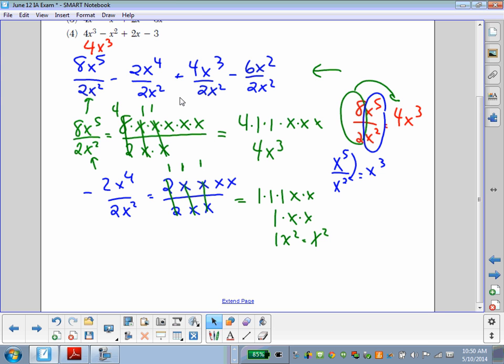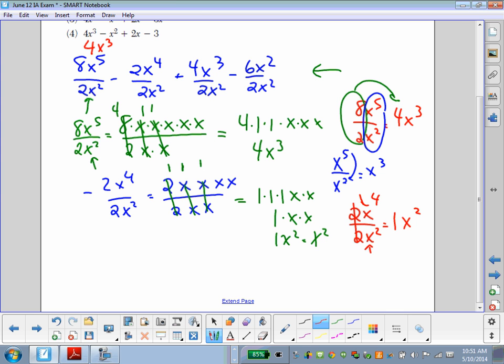If I do it the short way, if I do 2x to the fourth over 2x squared, 2 divided by 2 is 1. I have the same bases here, so I can subtract my exponents. So I get x to the 4 minus 2. 4 minus 2 is 2. And then again, by the multiplicative identity, 1 times x squared is x squared. So my second term up here is going to be minus x squared.